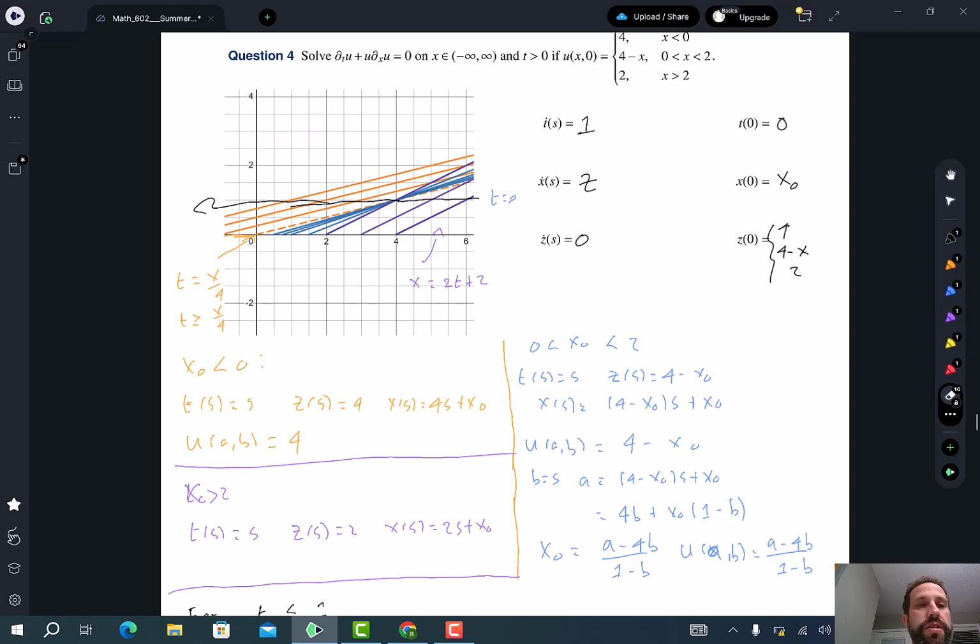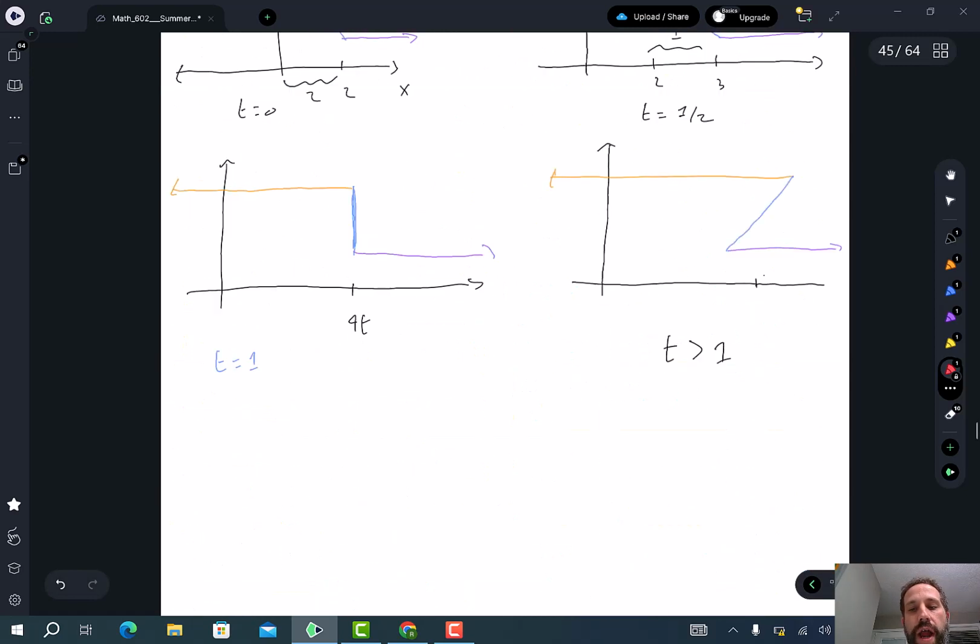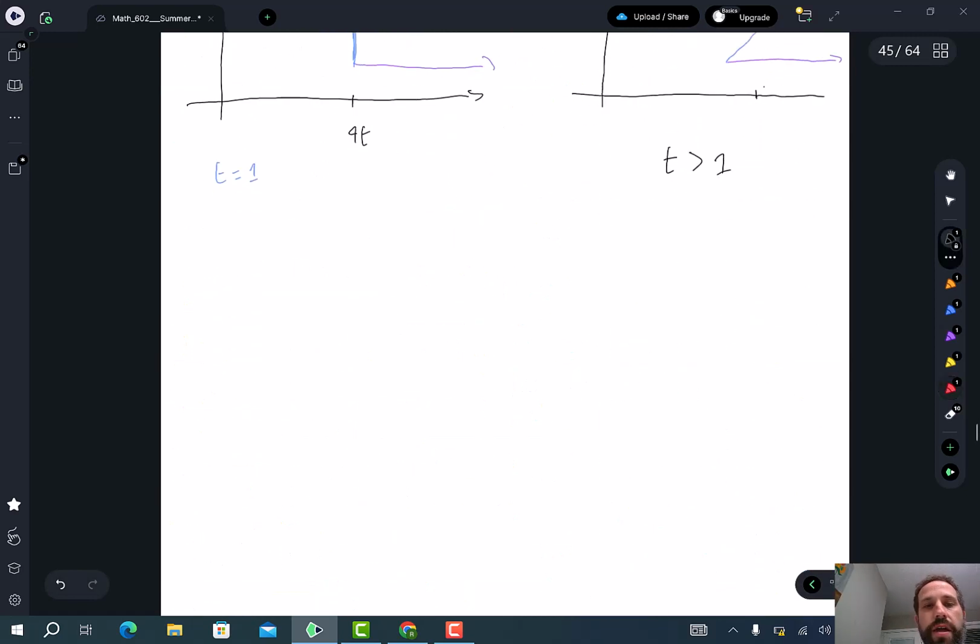So I only have the part of the solution where u is equal to 4 to the left of the shock and u is equal to 2 to the right of the shock. The shock is going to start here because that's where they intersect, and it's going to go up like that. As we will see, it's going to be a line. The orange characteristics will come from the left, and the blue characteristics will come from the right. So let's now compute the shock.